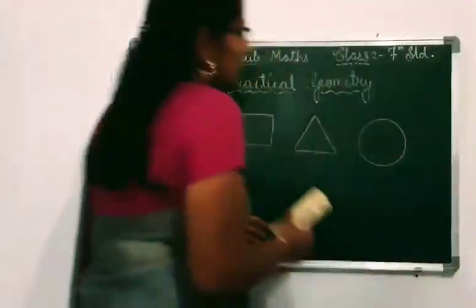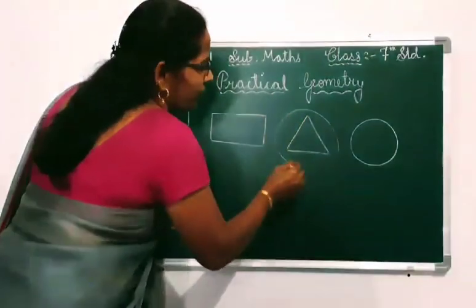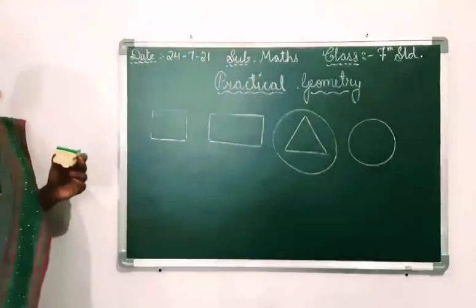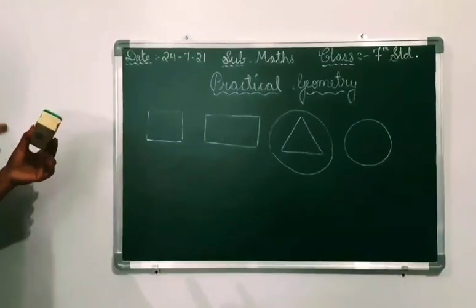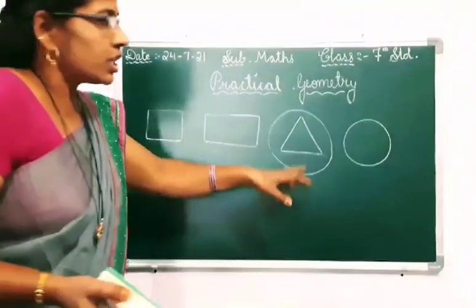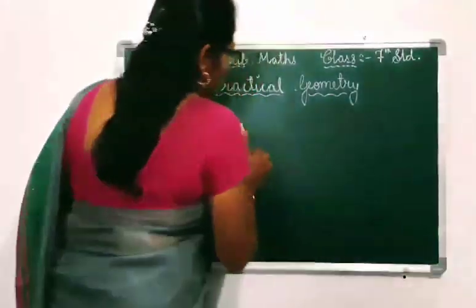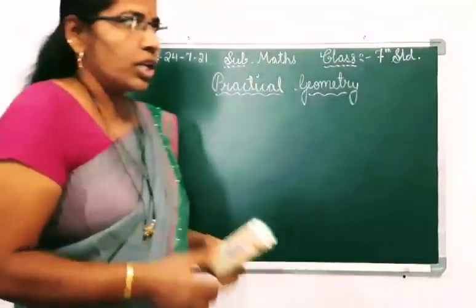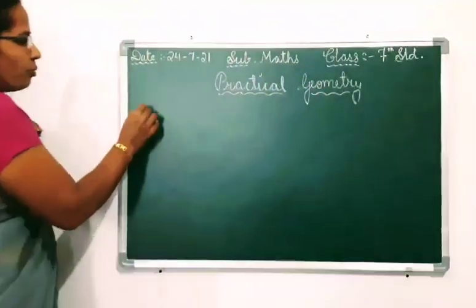Among these I would like to explain about the triangle. This is the first polygon in practical geometry. This is the first polygon figure. So children, I think you remember the meaning of polygons. Hope you have learned the meaning of polygons. What is the meaning of polygons?